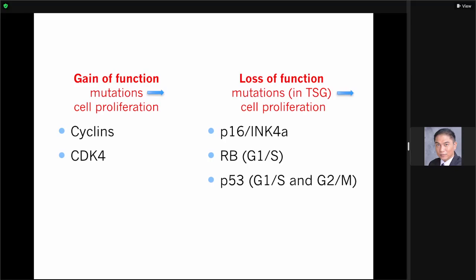Now, there are molecules that apply brakes in the cell cycle. Nabanggit mo nga kanina, yung sa G1S, you have RB, P53, and sa G2M, P53. And for these molecules to participate in carcinogenesis, since they apply brakes, para mag-promote ng cancer, they must suffer from loss of function mutation.